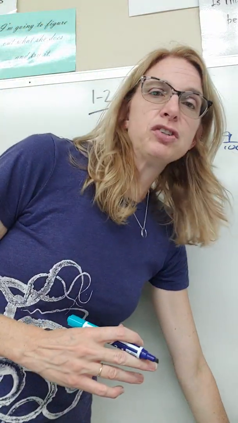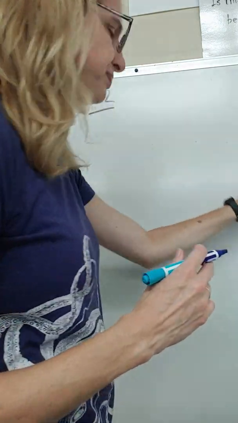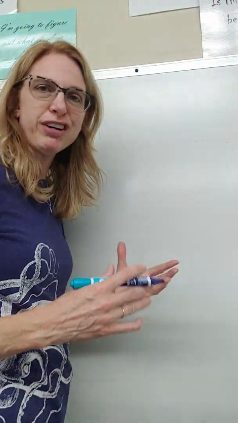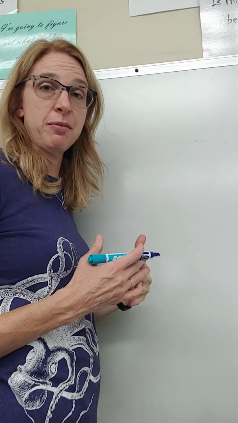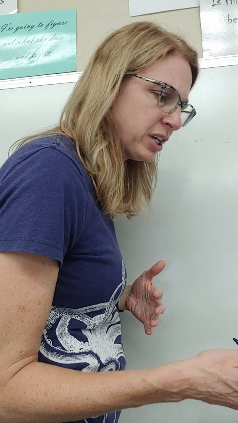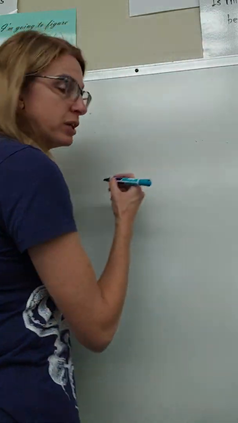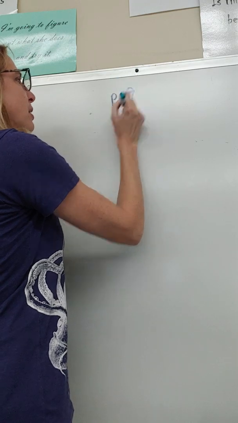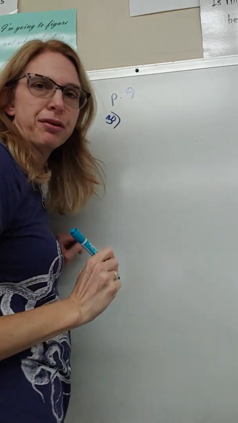The harder part was changing the fraction to a decimal, which is easy if it already has a 10 or 100 on the bottom. But what if it doesn't? We have an example. We're going to do page 9, number 30 together.